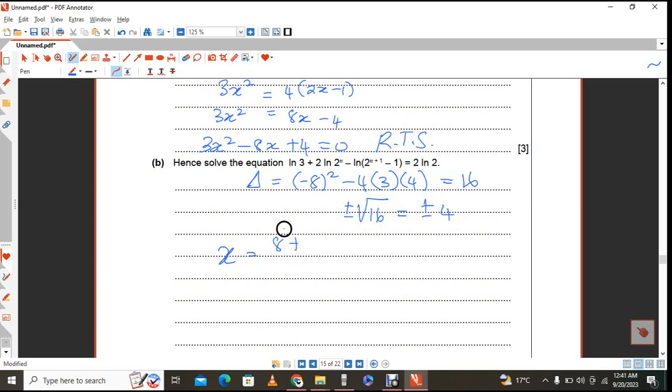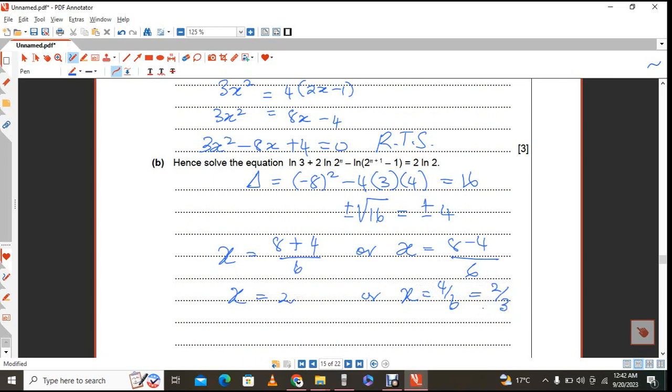Right, so one answer for x will be 8 plus 4, where the 8 comes from the quadratic formula, minus the value of b, so that will be positive, divided by 2 times the value of a being 3. 2 times 3 gives you 6. And another answer will be x equals 8 minus 4, still over 6. Right, so one answer, x equals 8 plus 4 is 12, 12 divided by 6 is 2. Another answer will be 8 minus 4, x equals 4 over 6, which simplifies to 2/3.